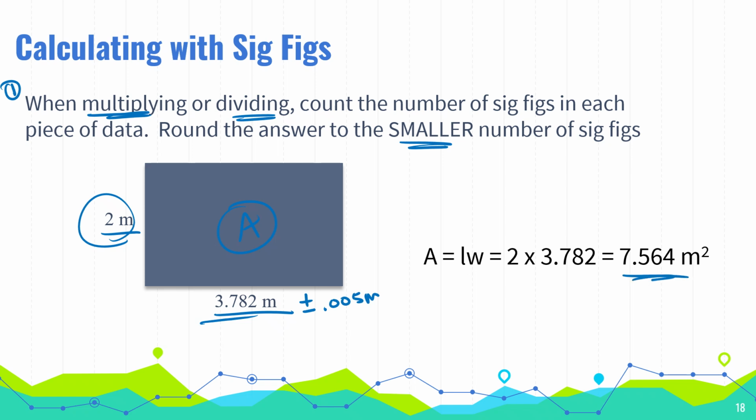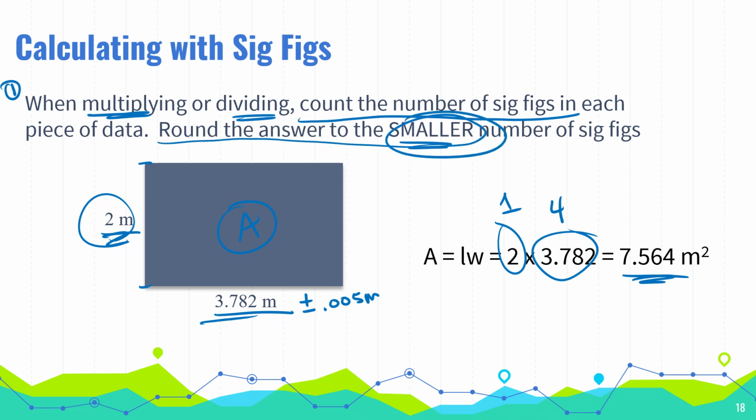Does that mean that this is so accurate an answer? Do we know that this 2 is like 2.000? We don't. Somebody went out there super ishy, super wishy-washy, and only got like 2-ish. So what we're going to do is count the number of sig figs. Here there's only 1 sig fig. Here there's 4 sig figs. We're going to round our answer to the smaller number of sig figs. 1 is smaller than 4. So I'm going to have to round my final answer to only 1 sig fig.